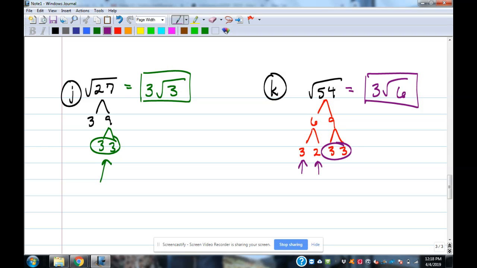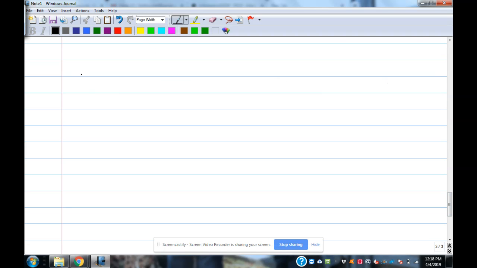Okay, with numbers, factor trees. That's the game. It's factor trees. Let's start doing letters. It's algebra. Okay, so let's do some letters inside of square roots. Let's do an easy one first. X to the third power.